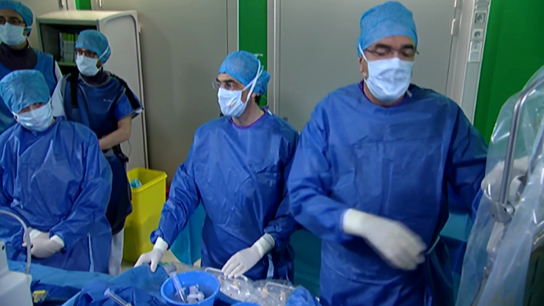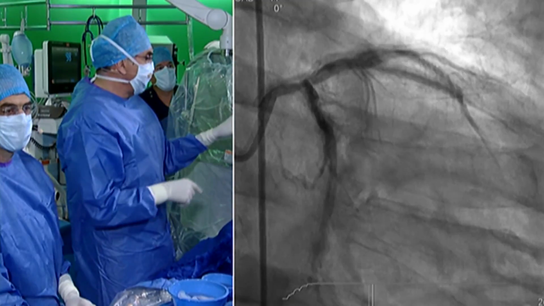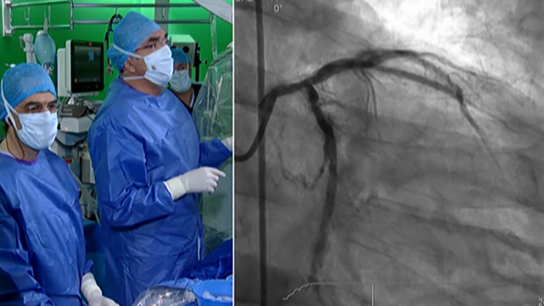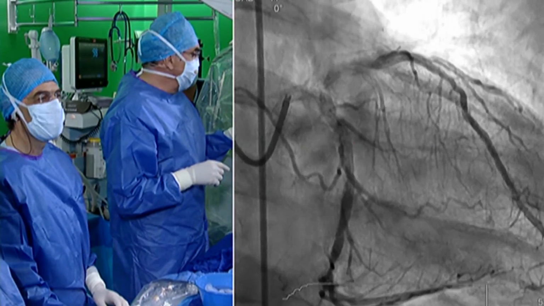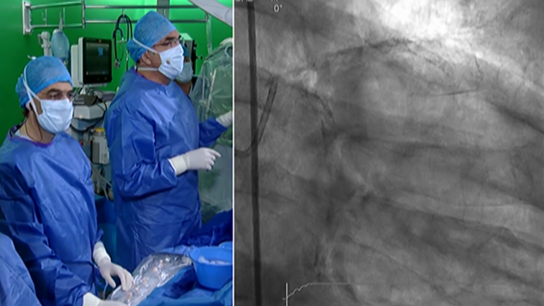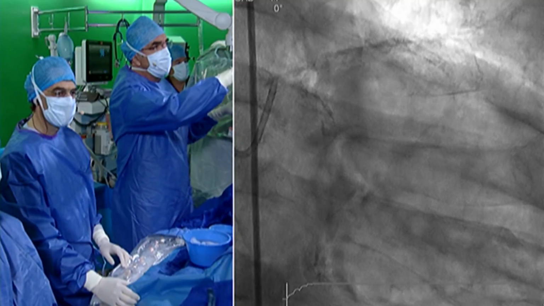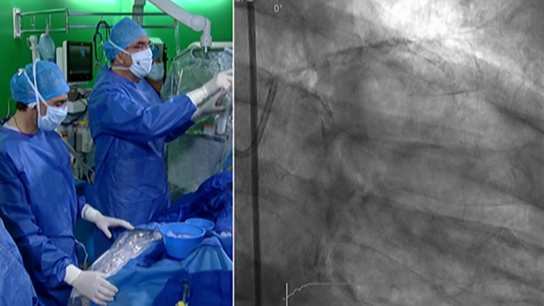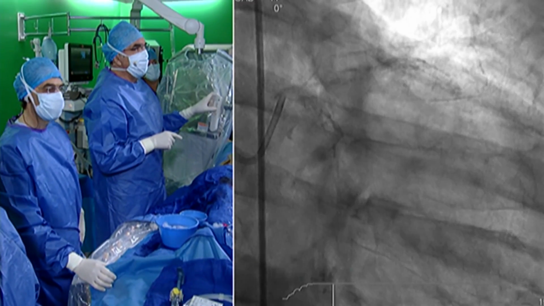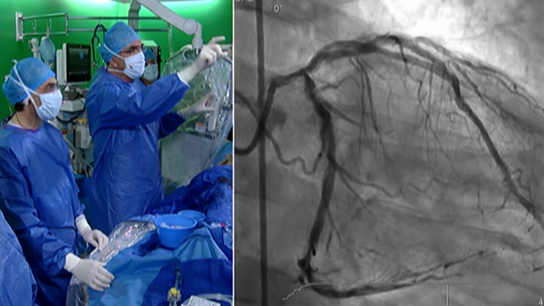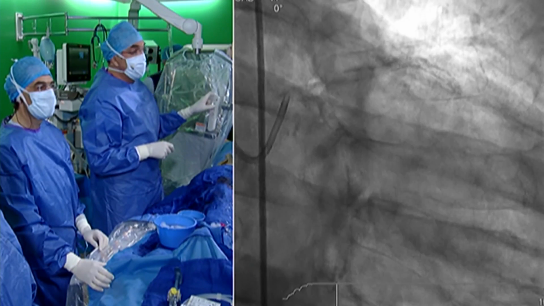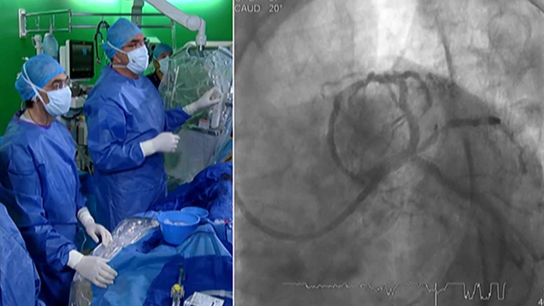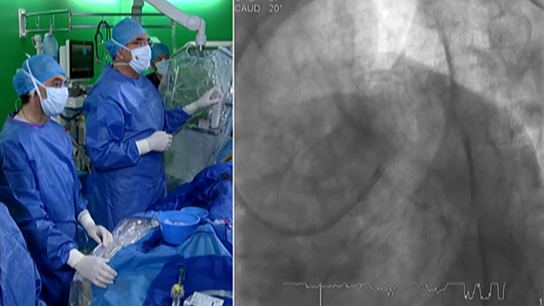We need to go back to the angio. This is the angio we took a few minutes ago, and you could see the calcification. Before starting, you can see very well the stent in the mid-LAD, and all this calcification involving all the left main, the proximal LAD, and the proximal circ, which is diseased. This is in the LAO caudal view.